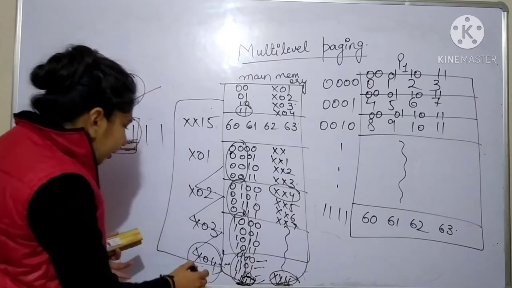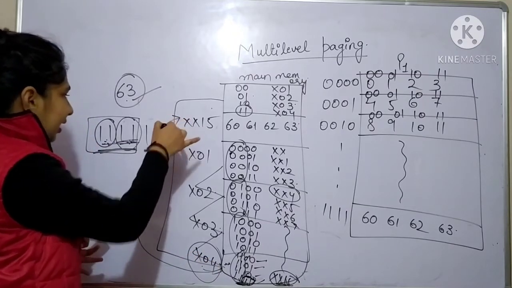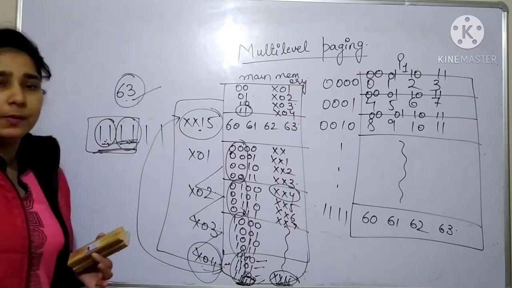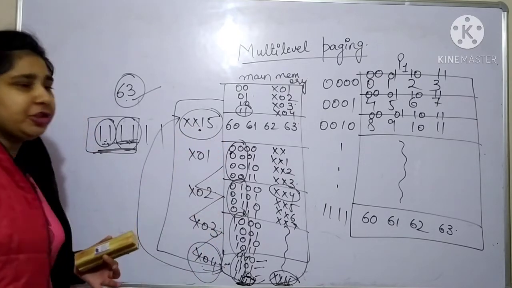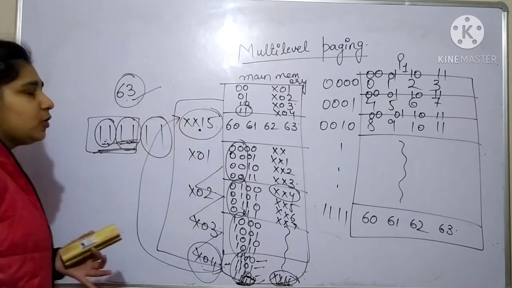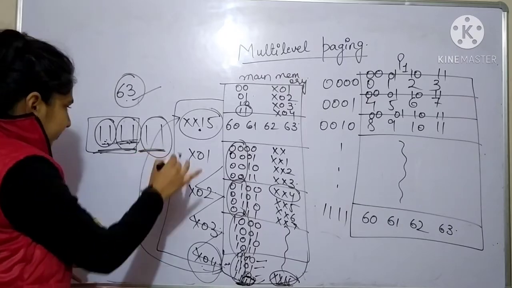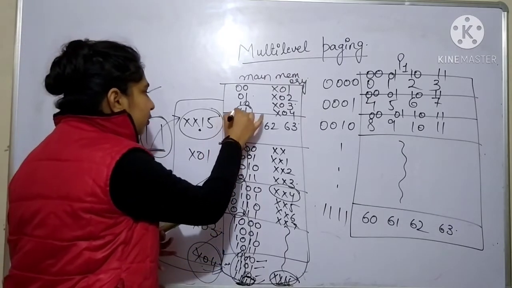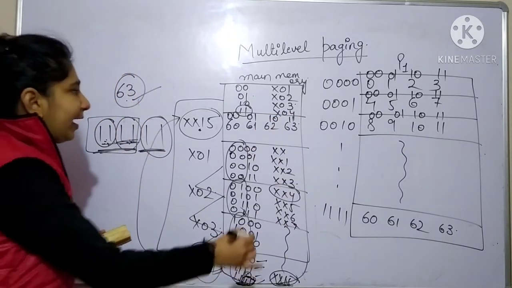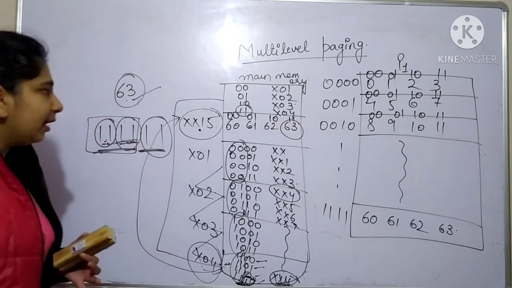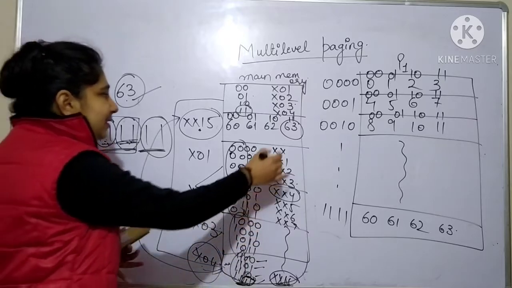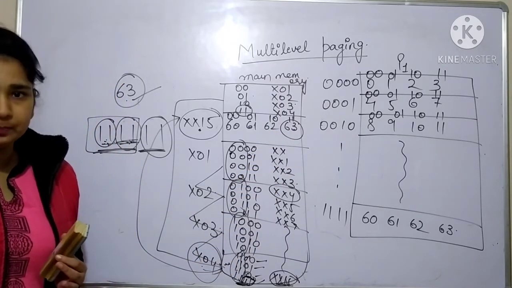So I am jumping from here to this memory location. Now I am at this frame number, this memory location. Now what I need is the page offset. It says 1 1. So 0 0 0 1 1 0 and 1 1. So I am fetching this instruction number, and I will give this instruction back to the CPU.